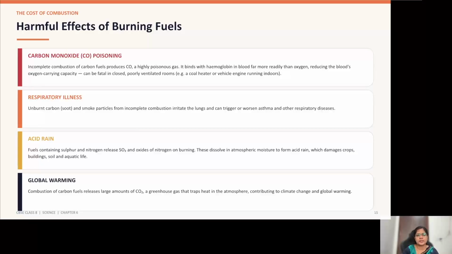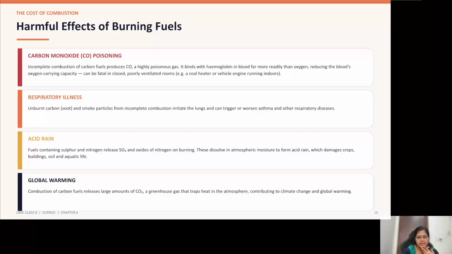So next is respiratory illness. Yes, incomplete combustion causes soot. You already learned that, yes or no? And this soot, or smoke from poorly maintained stoves and vehicle engines, causes respiratory illnesses or respiratory diseases like asthma.